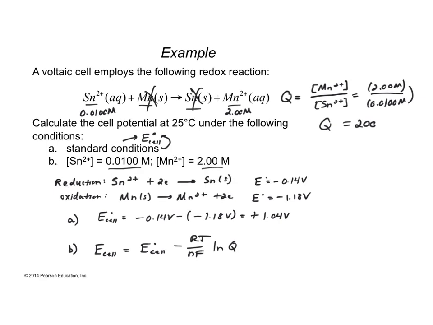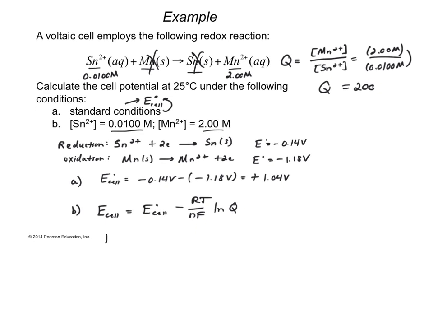Okay, so now that we have that, we already know the standard state cell potential. So this was a positive 1.04 volts. Now, R, standard normal R, 8.314. T, what temperature are we at? I forgot. 298? Or yeah, 25 degrees Celsius, so 298 Kelvin. What is n?